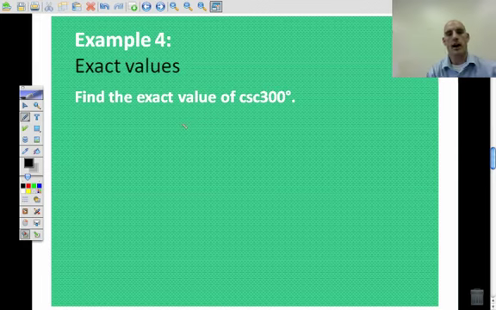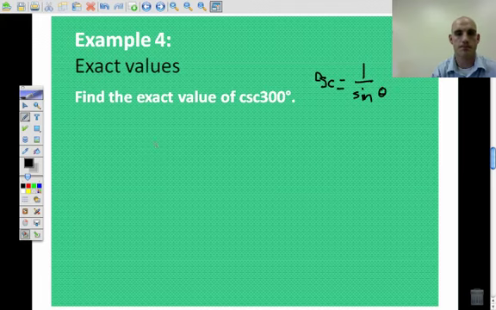Try this one on your own. I know we're going to have some problems with cosecant, but we need to remember that cosecant theta is equal to 1 over sine theta. I'm going to keep going. If you want to pause and try this one on your own, that would be a great idea.